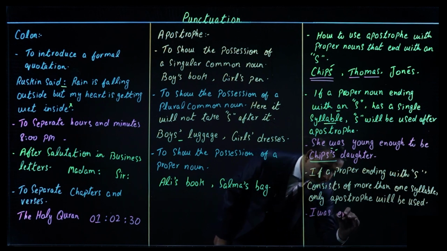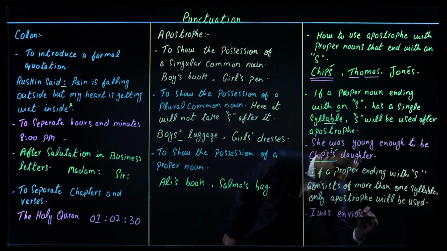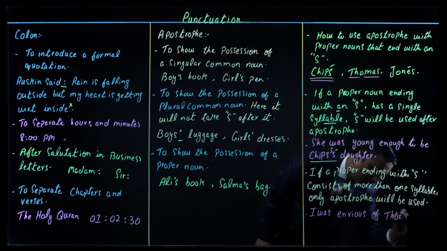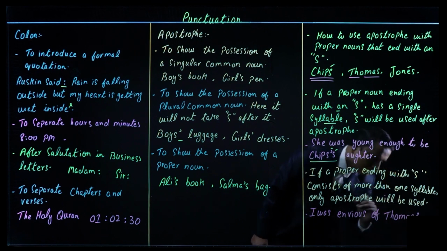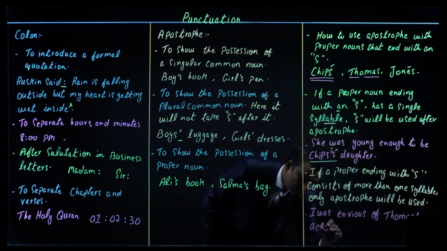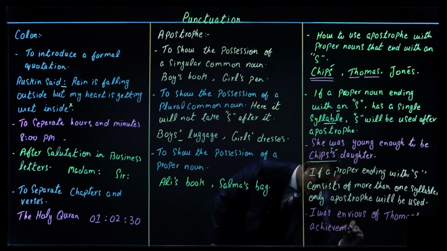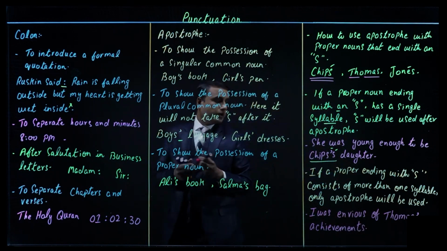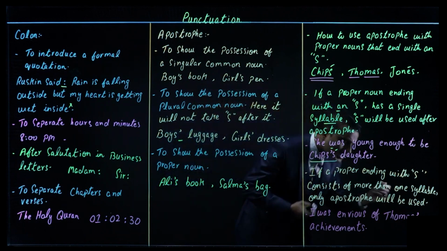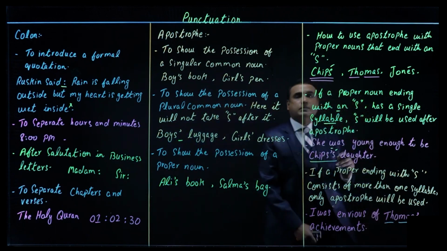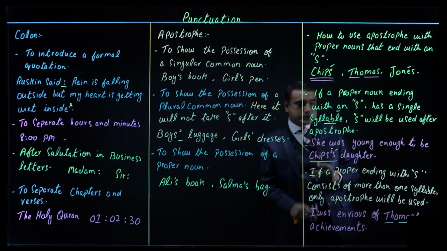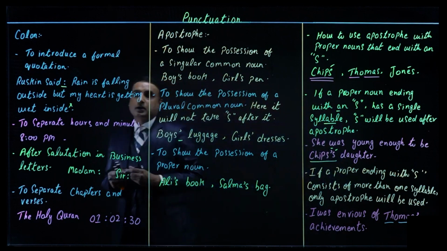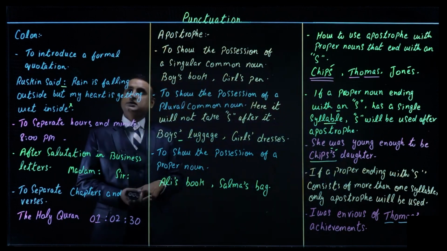I was envious of Thomas' achievements. Now look, that Thomas consists of two syllables, Thomas, दो sounds हैं. इसके बाद we are only using apostrophe, we are not going for the s after the apostrophe.